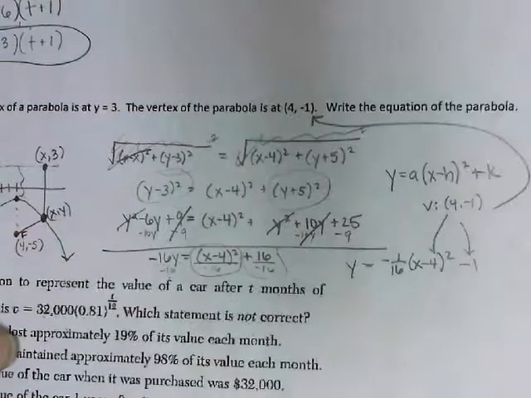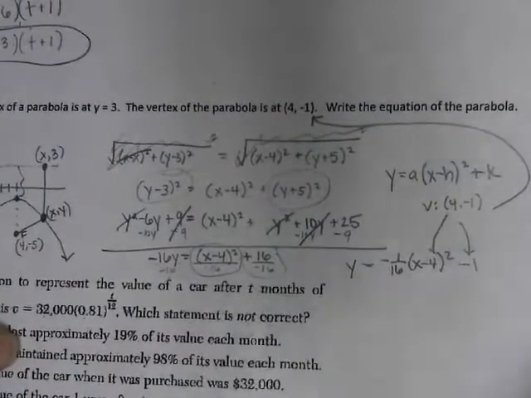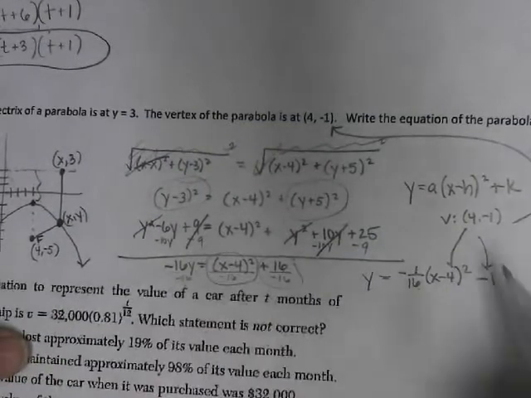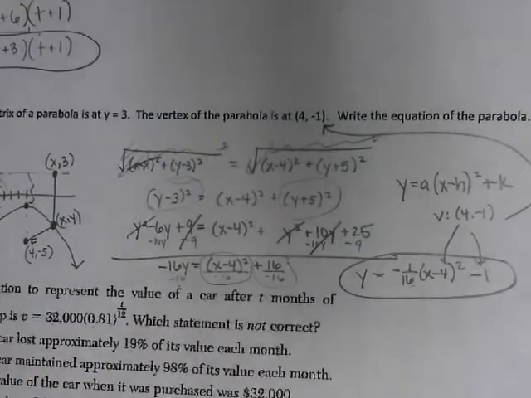You should use that as a checking mechanism. That's what it was supposed to be. And my a value is negative, which means it opens down, which it does. So that doubly confirms my answer.